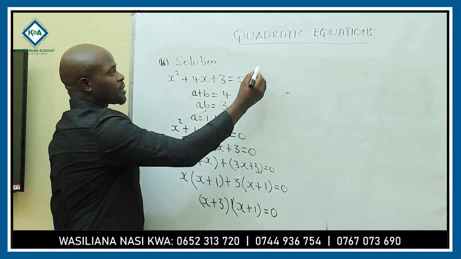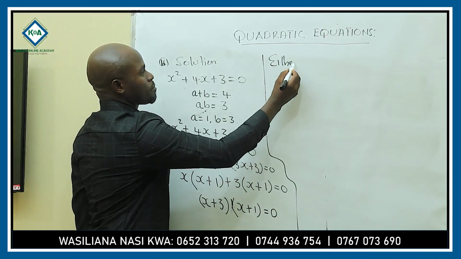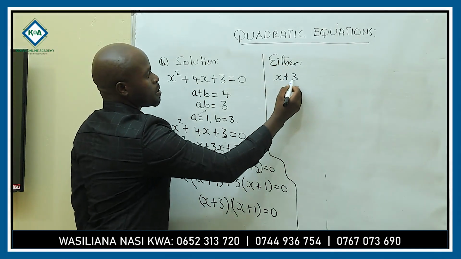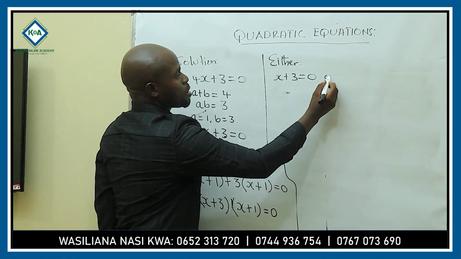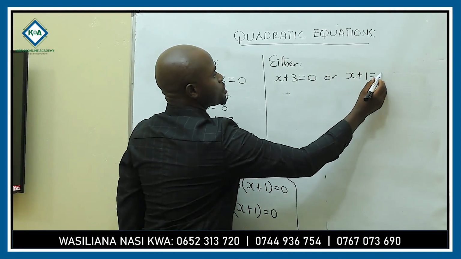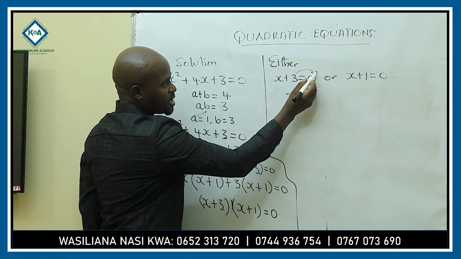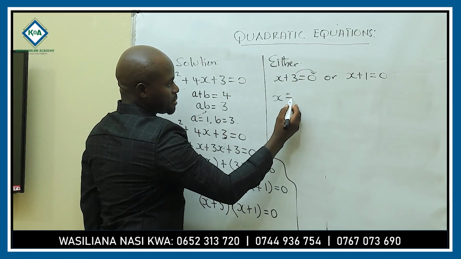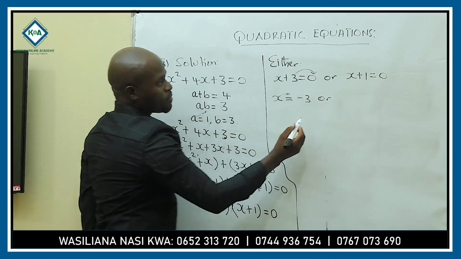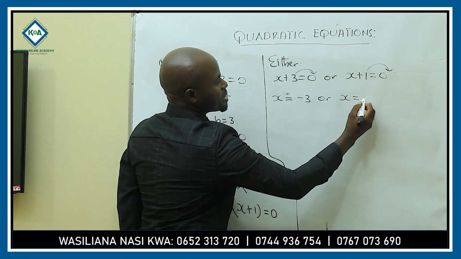So we say either x plus 3 is equal to 0, or x plus 1 is equal to 0. So if x plus 3 is equal to 0, now what is x? We shift this 3 to the other side. So it will be x is equal to, this is plus, when it goes there it will be negative 3. Or x is equal to, this is plus 1, it will go there to be minus, so x is negative 1.